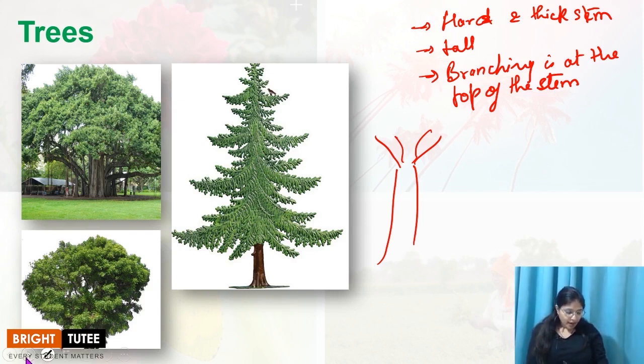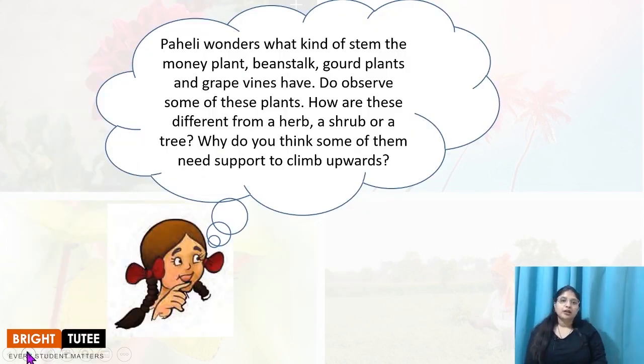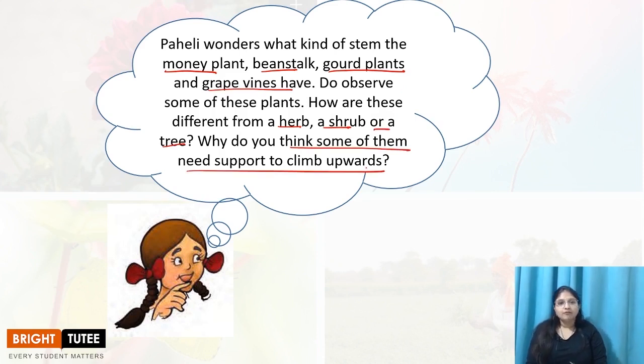Now let's move on and answer a question that Paheli has. Paheli wonders what kind of stem the money plant, beanstalk, gourd plants and grapevines have. Do observe some of these plants. How are these different from a herb, a shrub or a tree? Why do you think some of them need support to climb upwards?